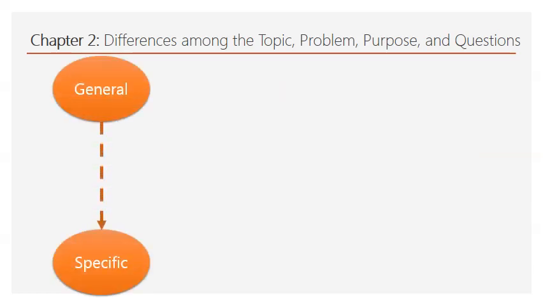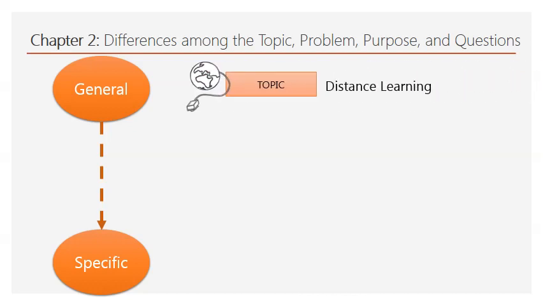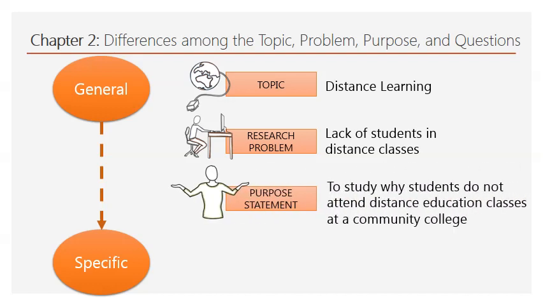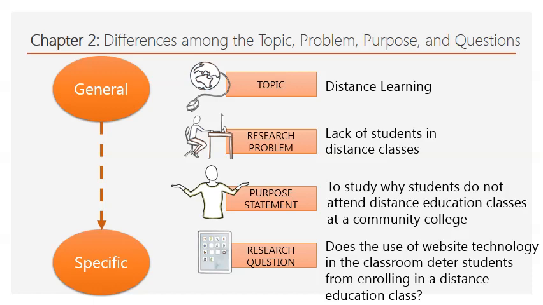Let's look at another example. The topic, distance learning. The research problem is the lack of students in the distance ed classes. The purpose statement is to study why students do not attend distance education classes at a community college. And the research question, does the use of website technology in the classroom deter students from enrolling in a distance education class? So you can see how from the general topic of distance education learning to the research question, we move from general to specific.